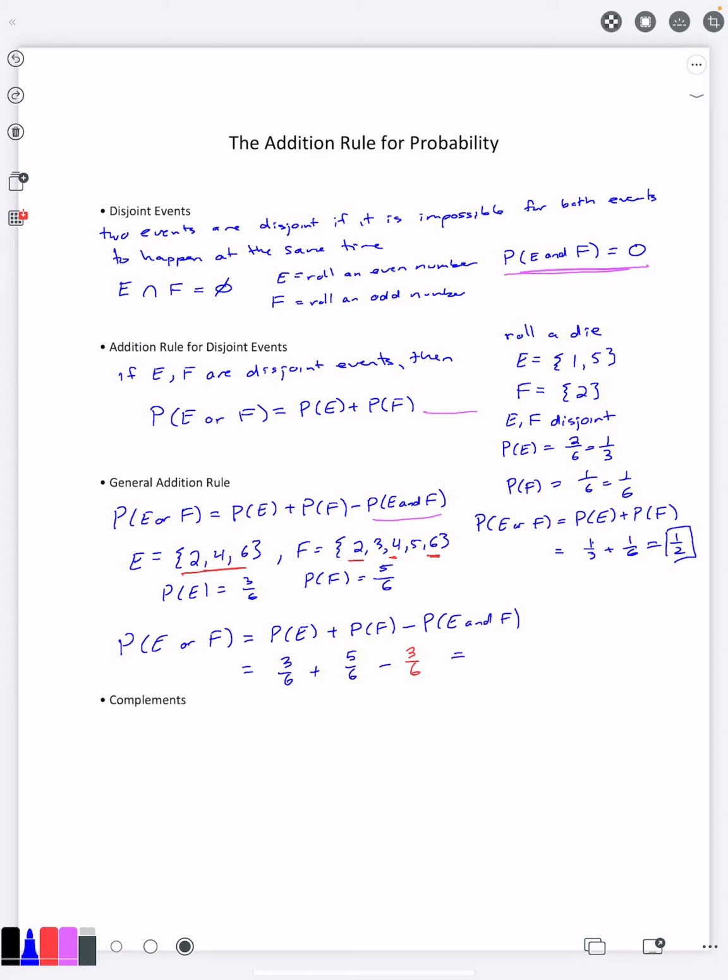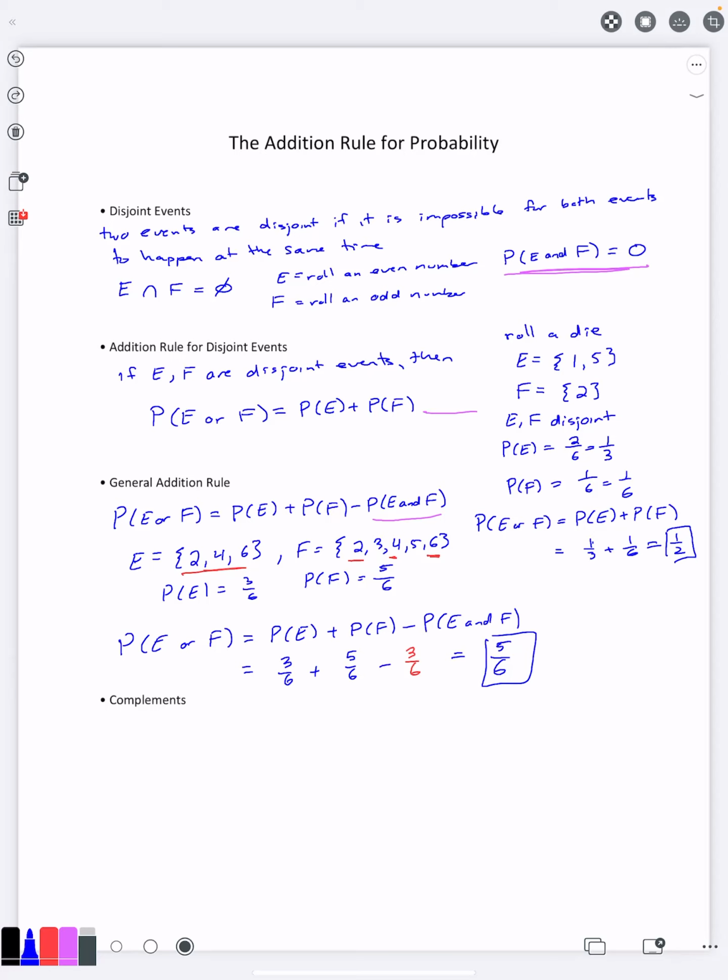And if you go ahead and combine this out here, you are going to get 5/6. Note that if you had not subtracted that off, you would have gotten 8/6. And 8/6 is a number bigger than 1, and that can't possibly be a probability. So that's another thing to keep in the back of your mind. When you're doing these probability calculations, if you get an answer that is bigger than 1, you messed up somewhere. Because you can't have a probability bigger than 1.